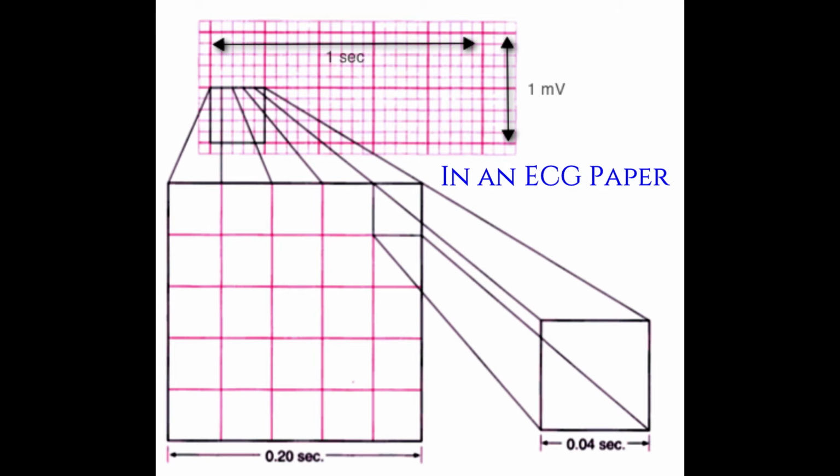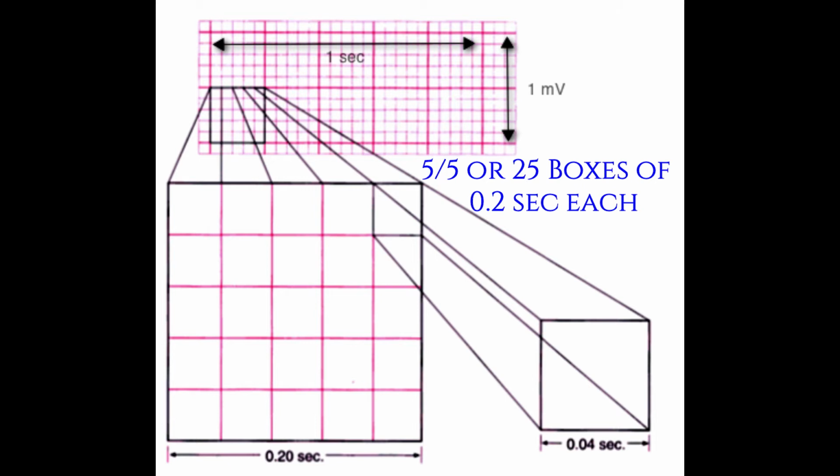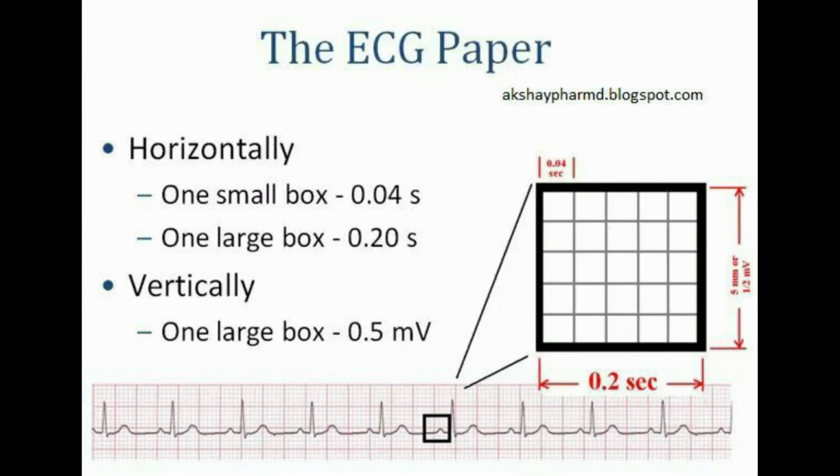So, in an ECG paper, we can find some square boxes representing 1 second each. These boxes are again divided into 5 by 5, or 25 boxes, of 0.2 second each. Again, these boxes are divided into smaller boxes of 5 by 5. Each of these boxes denotes 0.04 second. So, horizontally, the ECG paper denotes time taken in seconds. But vertically, each box represents the electrical potential of impulses, and they are represented by millivolts.